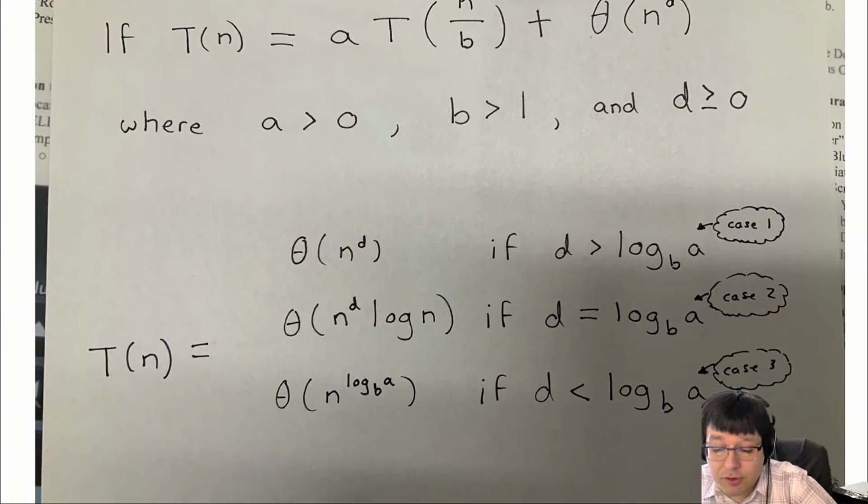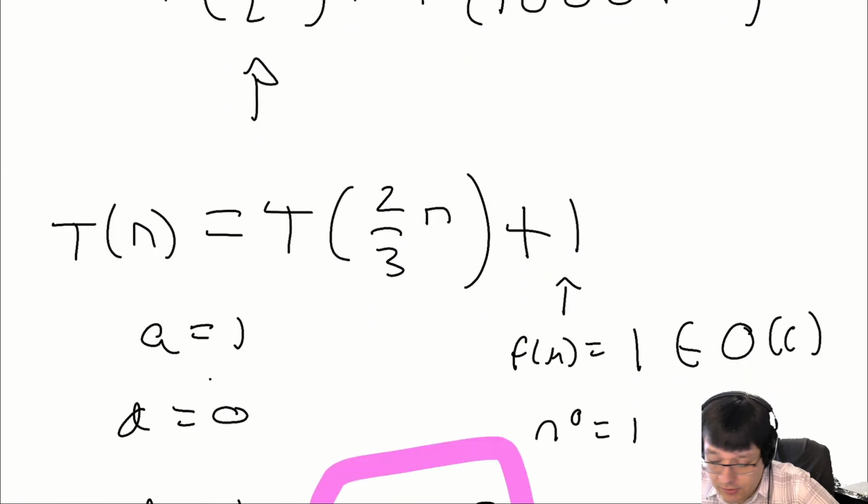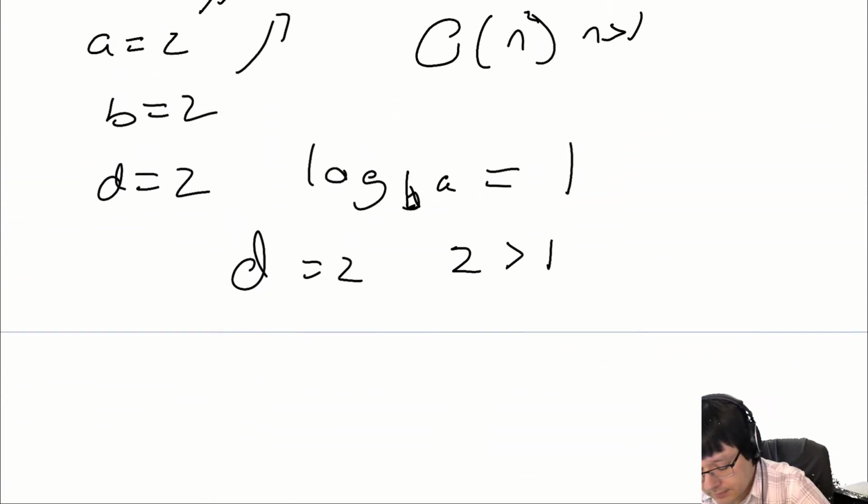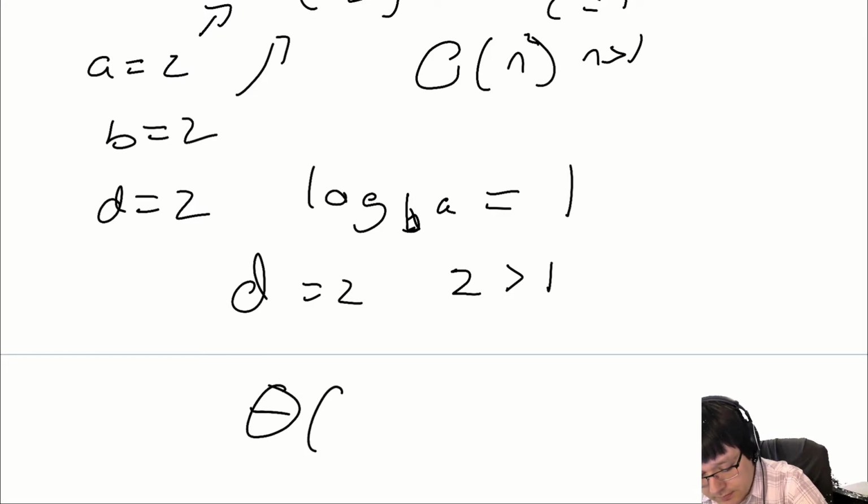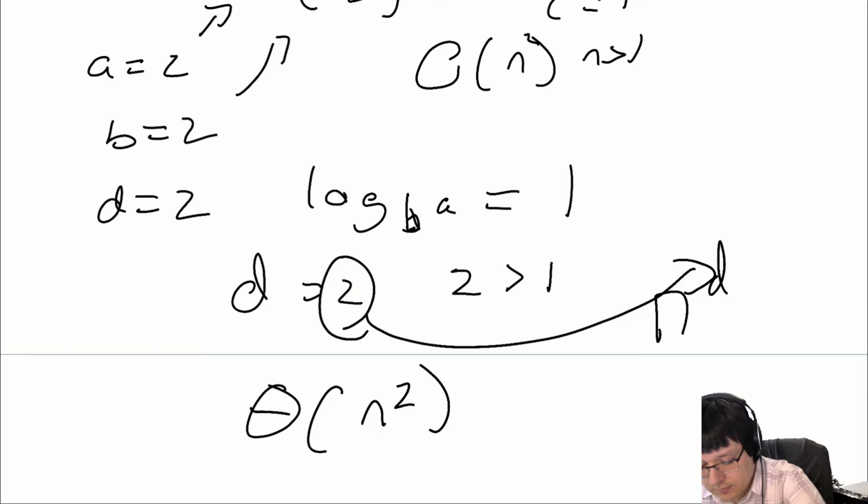We have not seen that first case where d was greater than 1 right here. And so the answer to that one is just n to the d. That's it. So I think d is 2, so that means that the answer to this is going to be theta n squared, because n to the d and d is 2. Right?